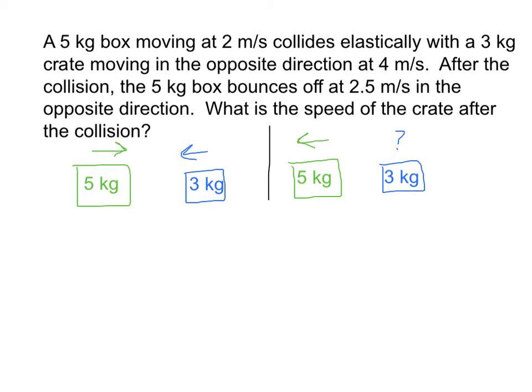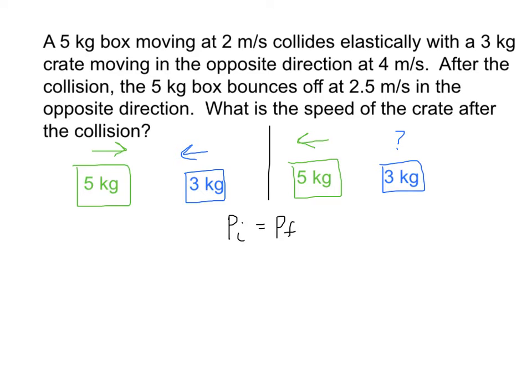A 5 kilogram box moving at 2 meters per second collides elastically with a 3 kilogram crate moving in the opposite direction at 4 meters per second. After the collision, the 5 kilogram box bounces off at 2.5 meters per second in the opposite direction. What is the speed of the crate after the collision?